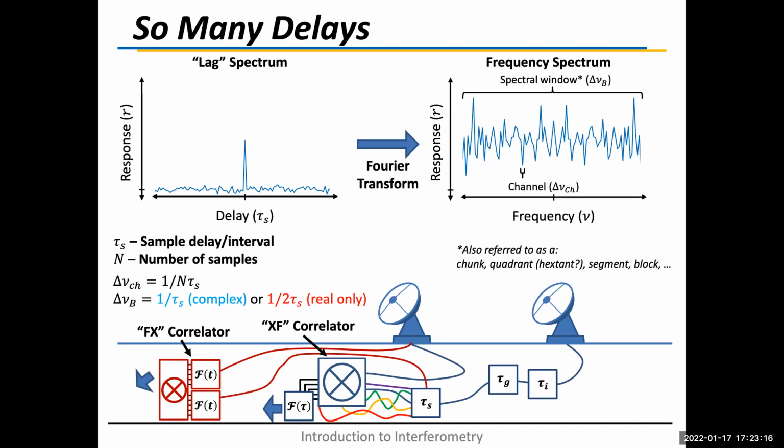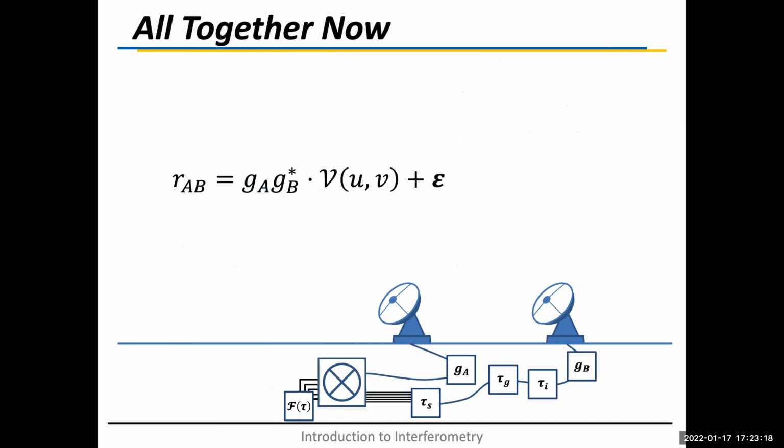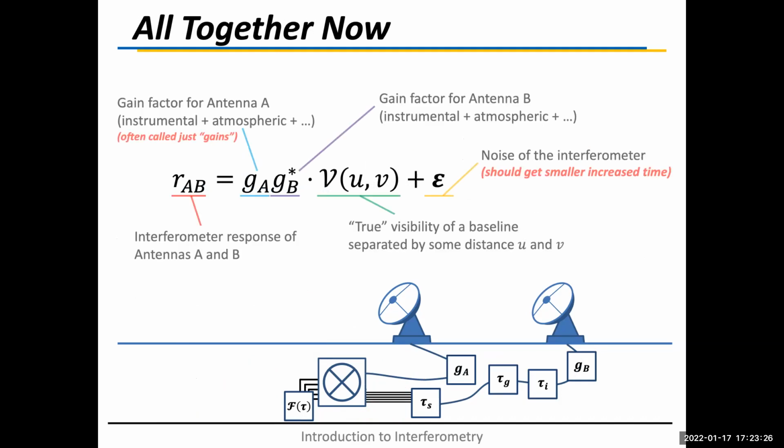All right, so now that I've introduced all these things, putting everything together, I now have this really funky, weird looking equation. It looks kind of scary, but I'm going to step through each one of these things. R again is the interferometer response. G sub A and G sub B, sometimes called the gain factors, are basically the instrument's effects imparted on the incoming radio waves.